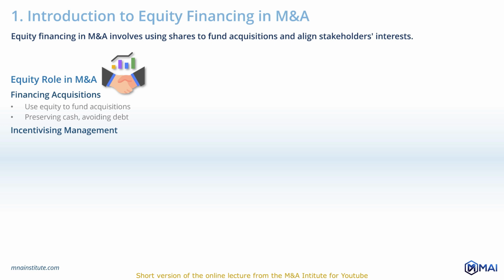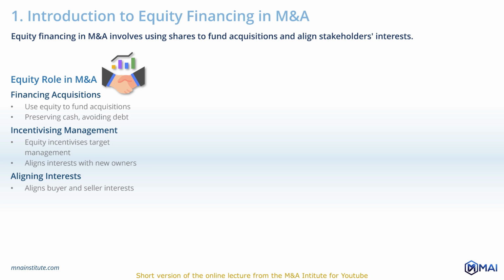Incentivizing management. Equity can be offered to the management of the target company as part of the compensation package, aligning their interests with those of the new owners. Aligning interests. Equity stakes can be used to align the interests of buyers and sellers, particularly in transactions where the seller retains a minority stake in the combined entity.